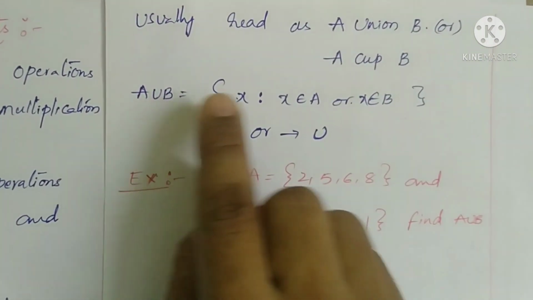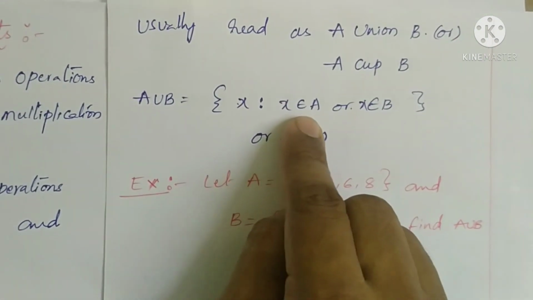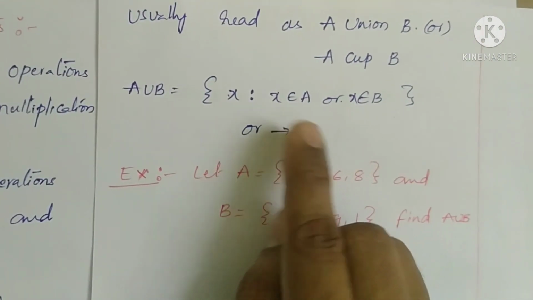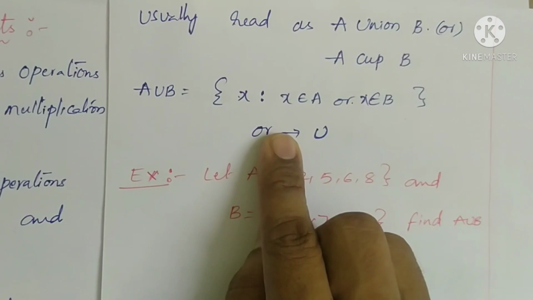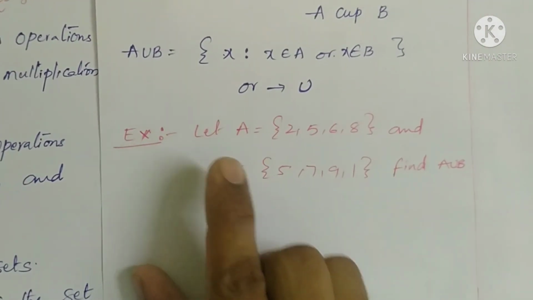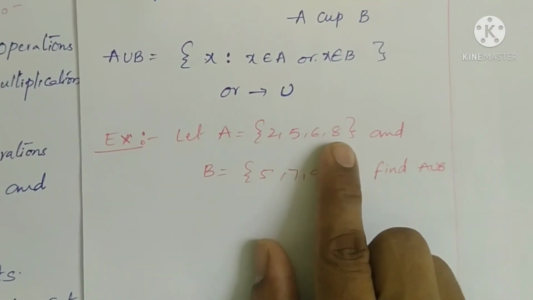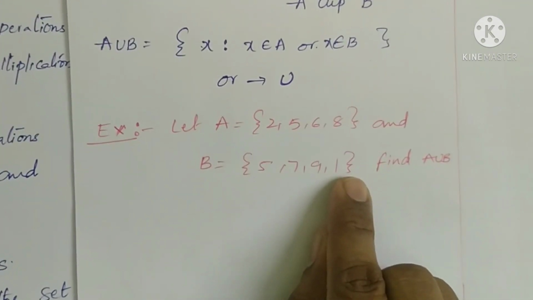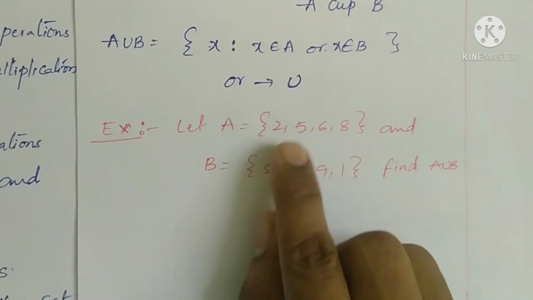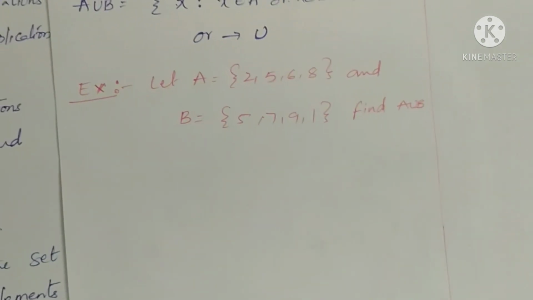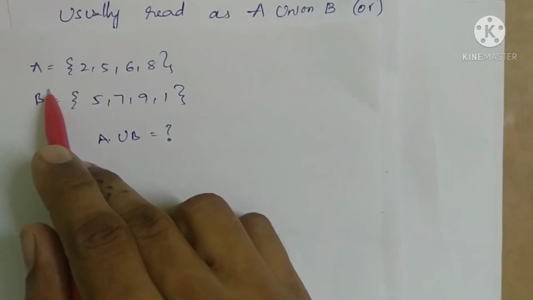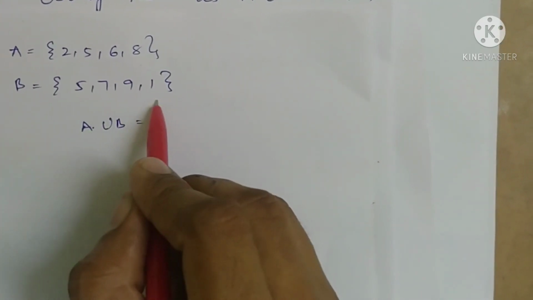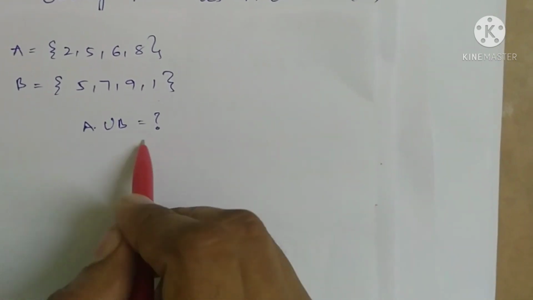So A union B is the set of X such that X belongs to A or X belongs to B. Here the symbol is nothing but union. For example, let A equal 2, 5, 6, 8 and B equal 5, 7, 9, 1. Here the common element of both sets is 5, right? Set A elements are 2, 5, 6, 8. Set B elements are 5, 7, 9, 1. We have to find A union B.